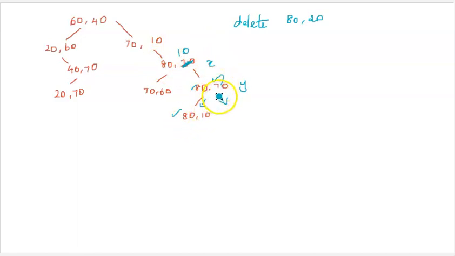So I have to search for 80-10, and now this is a root. So I'll be, I'm sorry, this is a leaf. So I'll be deleting this. So my resultant tree would be like this. So this is how the cases given to you are being deleted.